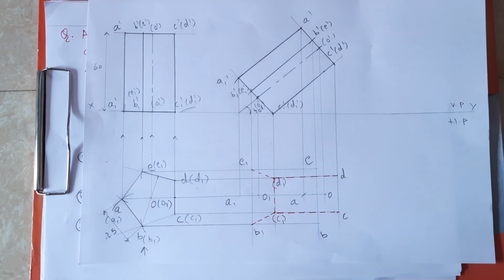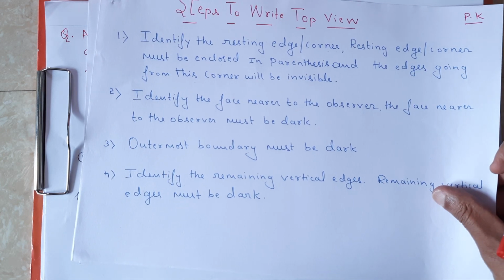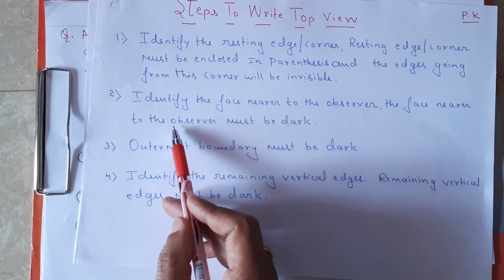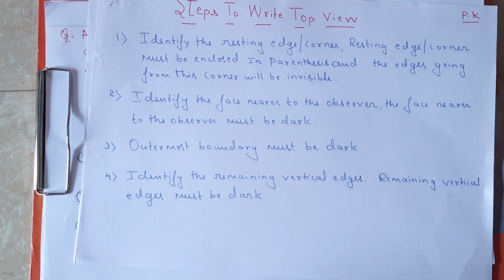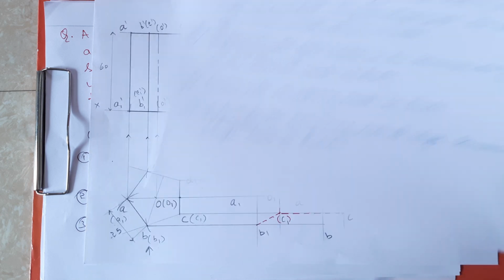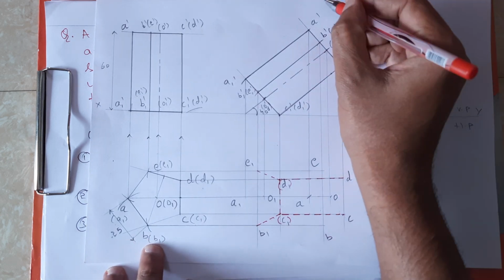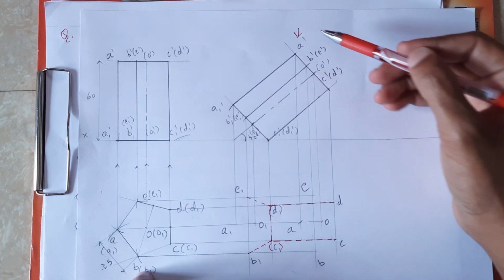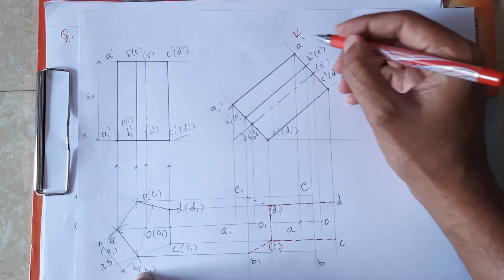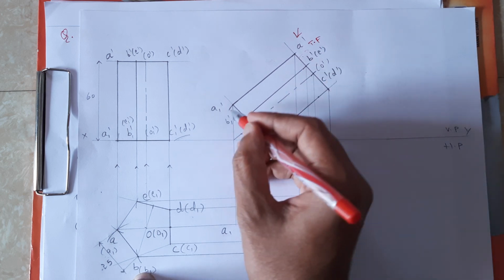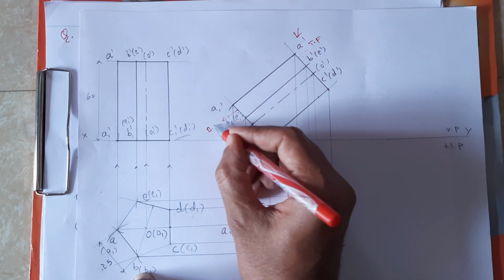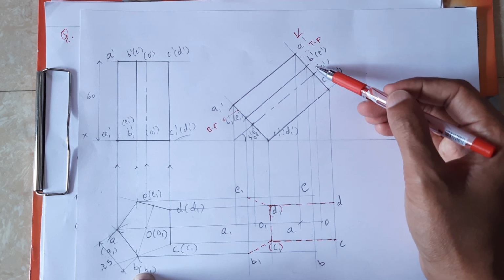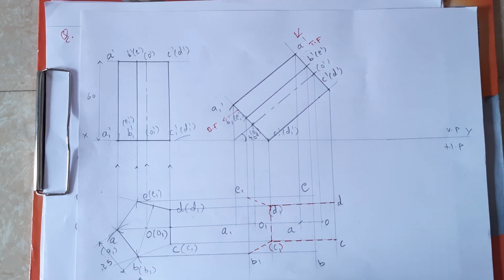You have to do it. Next one, step number 2. Identify the face nearer to the observer. The face nearer to the observer must be dark. Okay, so this is step number 2. So the observer will be looking from down. So from here. So to the observer, which face is nearer? This is a top face. The top face. And this one is bottom face. So top face is nearer to the observer, therefore the top face must be dark.